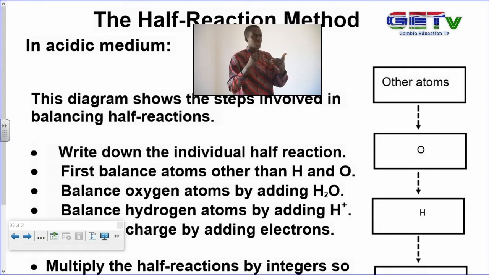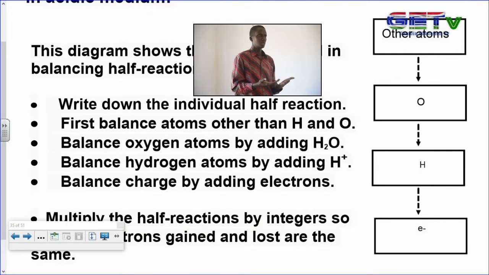And after balancing the other atoms, you come and balance the oxygen atoms. After oxygen atoms, you balance the hydrogen atoms. Now, after balancing the hydrogen atoms, you come and balance the electrons. Now, whenever the electrons are balanced, the ions in the reaction will also be balanced.